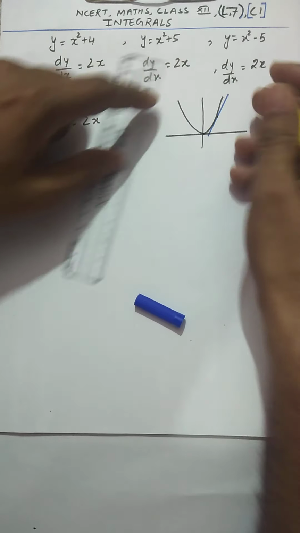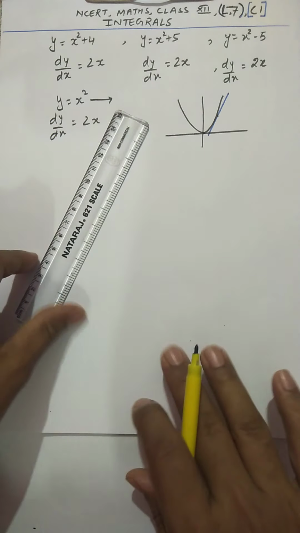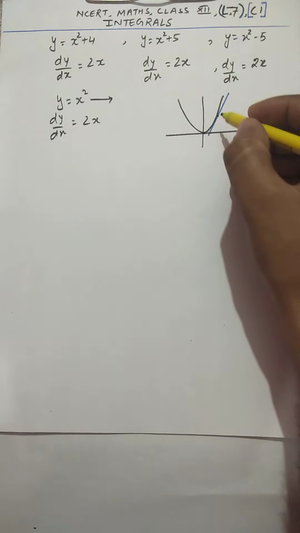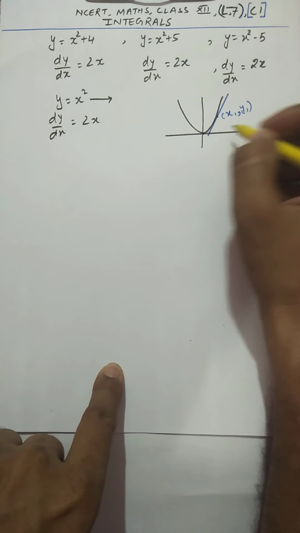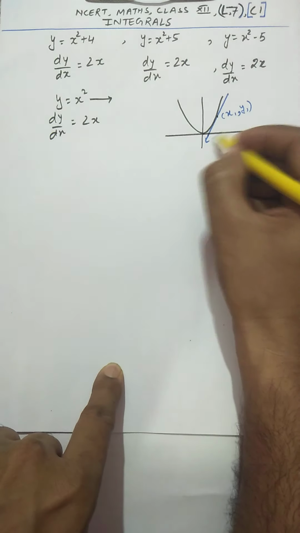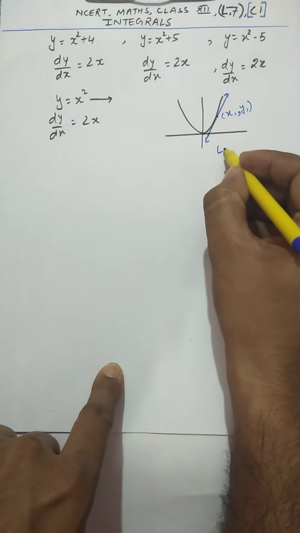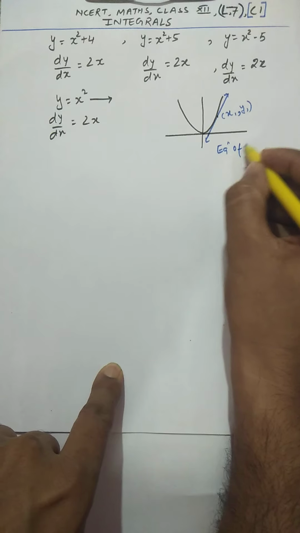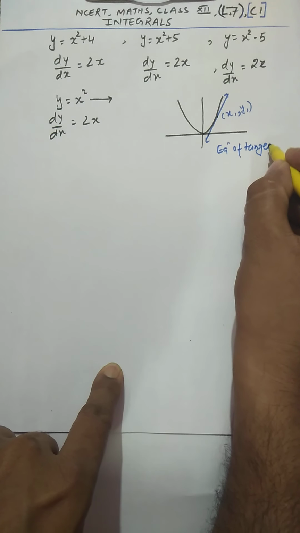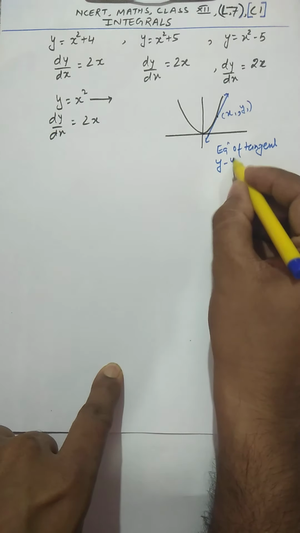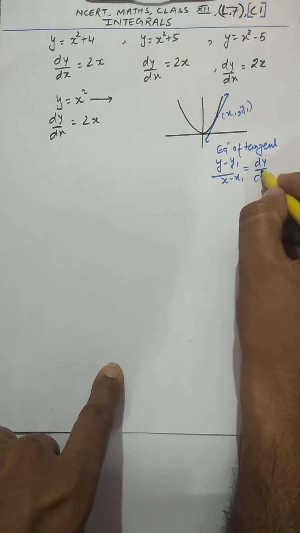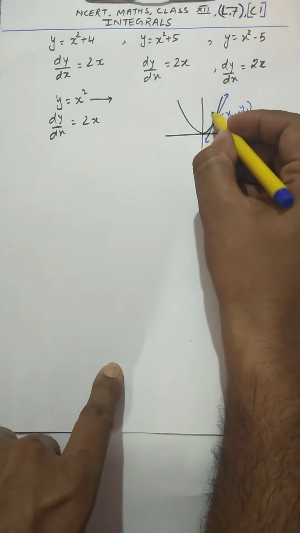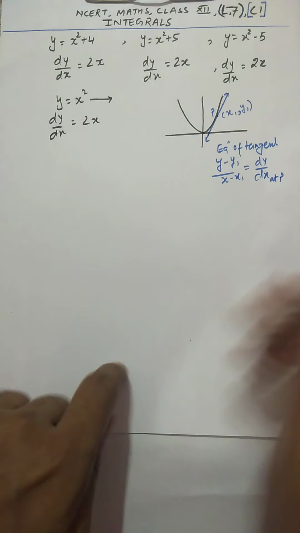then I can find it. I should have a few things. First, let's say this point is x1 comma y1. Then if I have to find the equation of tangent, you normally write it as y minus y1 equals dy by dx at this point, times x minus x1. Let's say this point is p, at p.